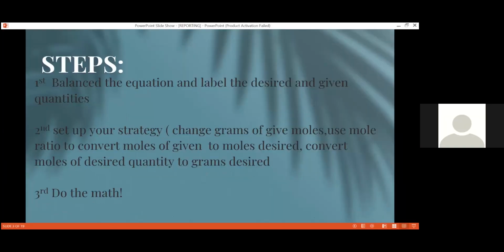So the steps of reaction stoichiometry: first, we need to balance the equation, then label the desired and given quantities. The second step is to set up the strategy, or change grams of given to moles. Use the mole ratio to convert moles of given to moles of desired, then convert moles of desired quantity to grams desired. Then third, mag-solve na tayo, or do the math.